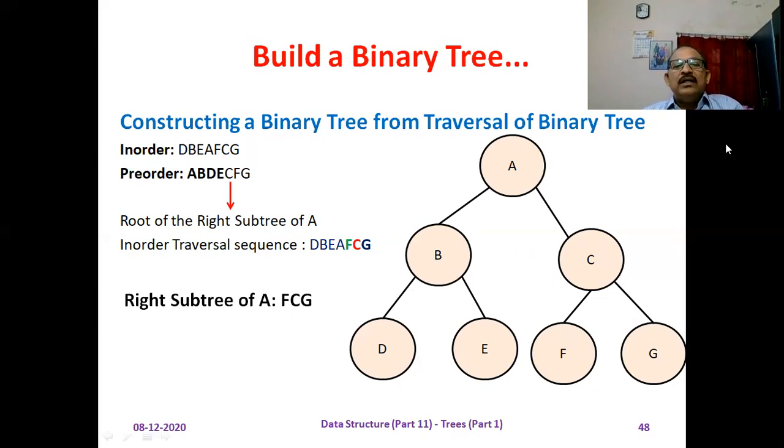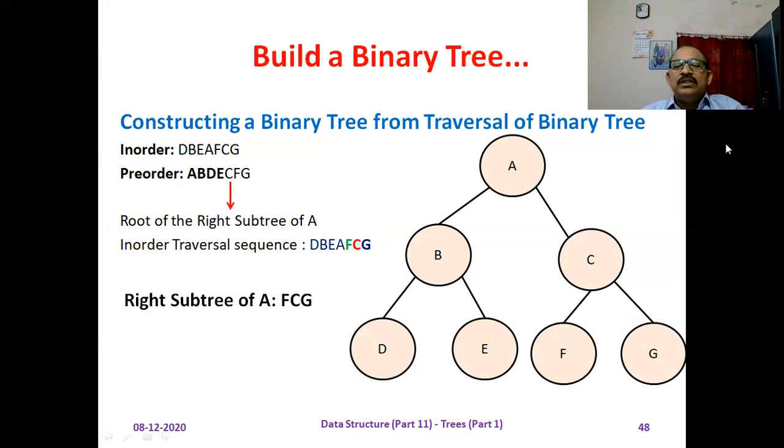Therefore, we can say C is the root node of the right subtree of A, meaning FCG. In FCG, C becomes the root node. Now focus on the in-order traversal sequence. You can see the left of C is F. So F becomes the left child of C, and G is the right of C. Therefore, G becomes the right child of C.